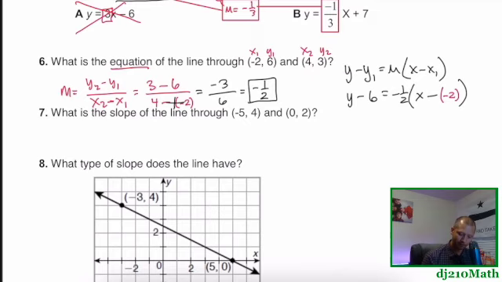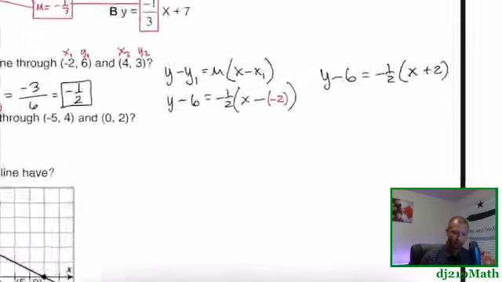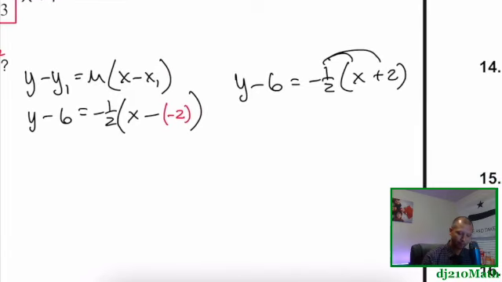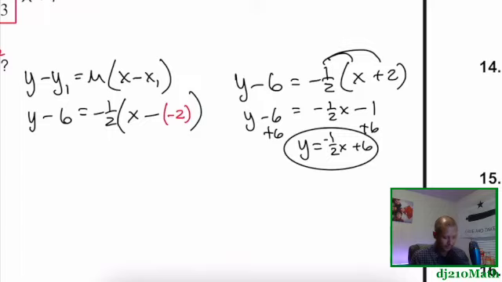So to simplify this, y minus 6 equals -1/2 times x plus 2. Now, if I wanted slope-intercept form, we can distribute the 1/2. So -1/2 x. Negative times a positive is negative. 2 times 1/2 is 1. Y minus 6. If I add 6 to both sides, I get the final answer. Y is equal to -1/2 x plus 6. Okay.